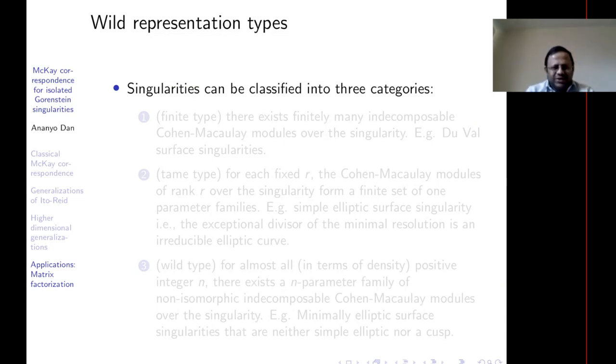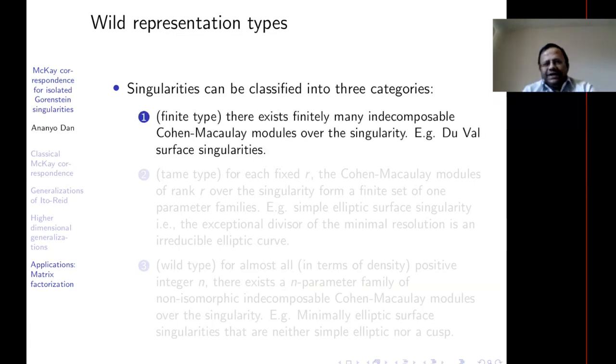So just to recall, what are the different kinds of singularities that we have? We have singularities of finite type, and these are those where there are only finitely many indecomposable maximal Cohen-Macaulay modules, for example, the ADE singularities that we were considering in the beginning.